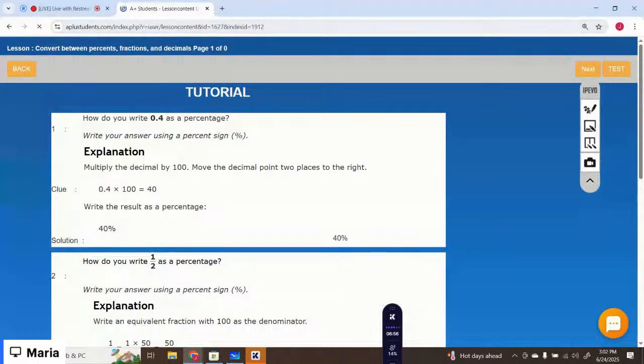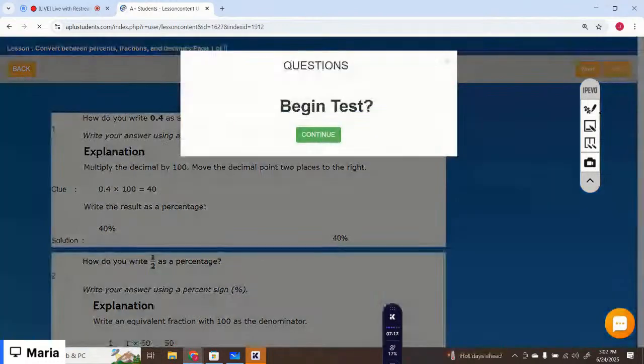How do you write 0.4 as a percentage? If you write 0.4 as a percentage, you have to multiply it by 100. 0.4 times 100 is 40%. The correct option is 40%. Let's start with the test questions.